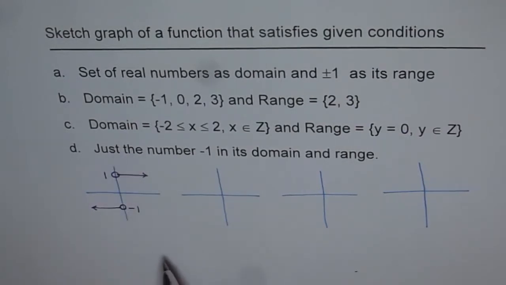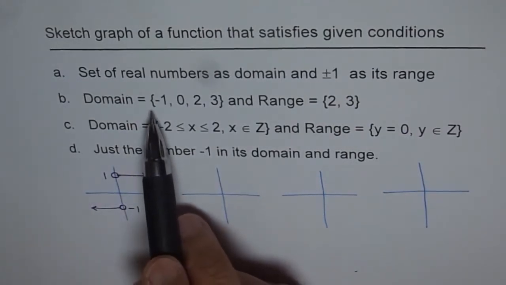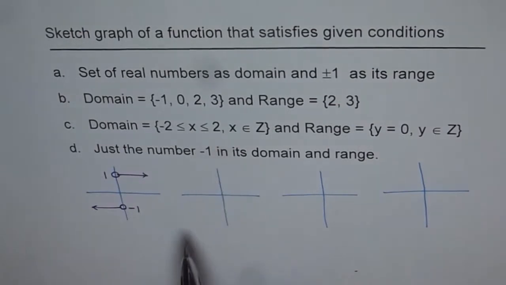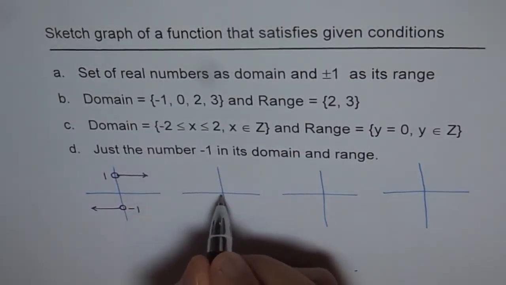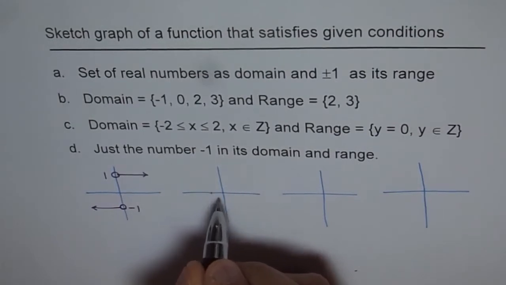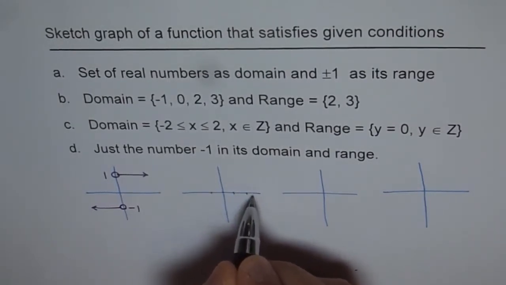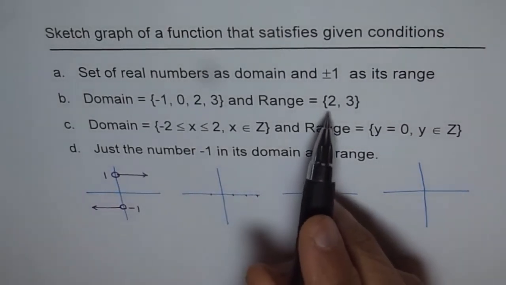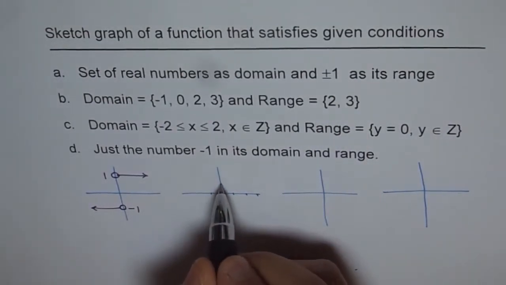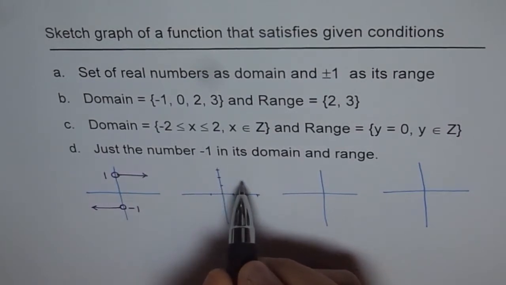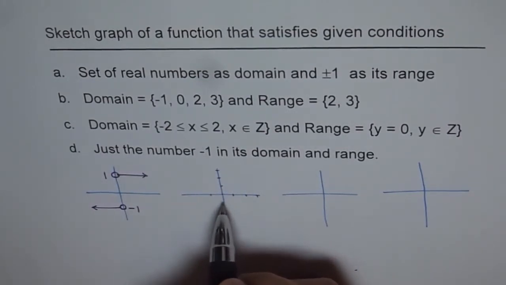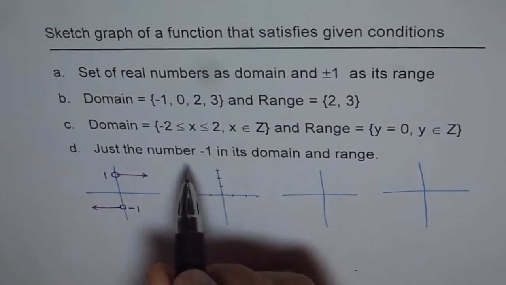The next one is domain is -1, 0, 2, 3. Remember, we could have a variety of graphs. There is no unique solution to these. So let's say the domain is amongst -1, 1, 2, 3. And the range is just 2 or 3, so let's say 1, 2, 3. So for range we can have just two values, and for domain we can have all these values.